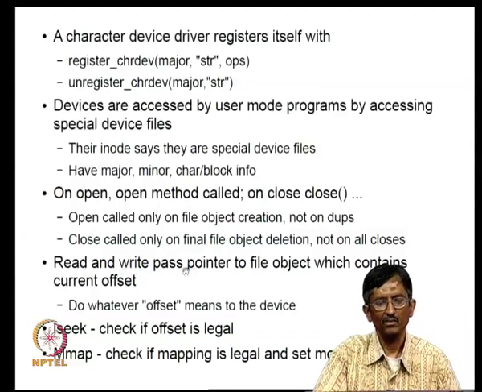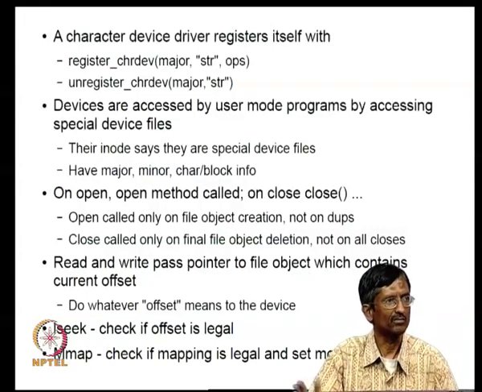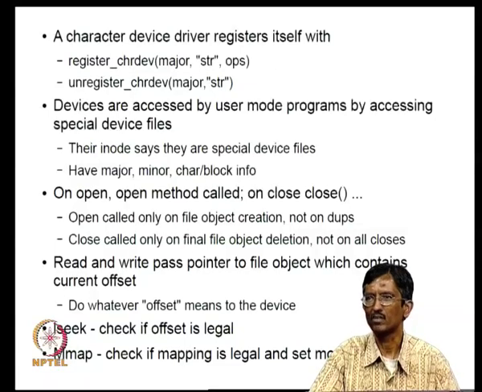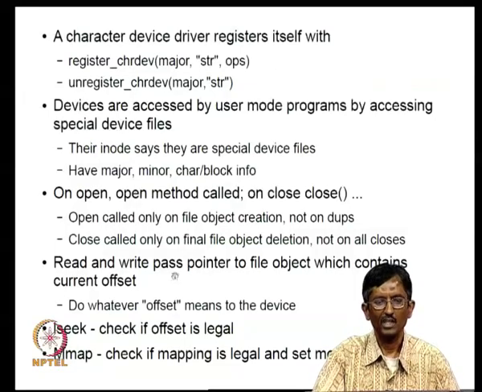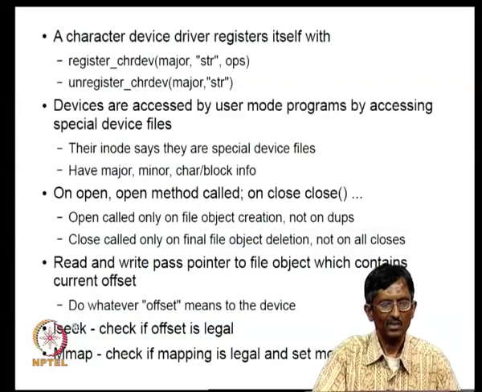If you have read and write, you typically pass a pointer because there's an implicit pointer. Some of you might know that when you do read and write, there is an implicit pointer which says where you have to read from and where you have to write. So you have to pass this current offset, and that might have to be updated. Again, if you do an lseek, you have to check the offset.